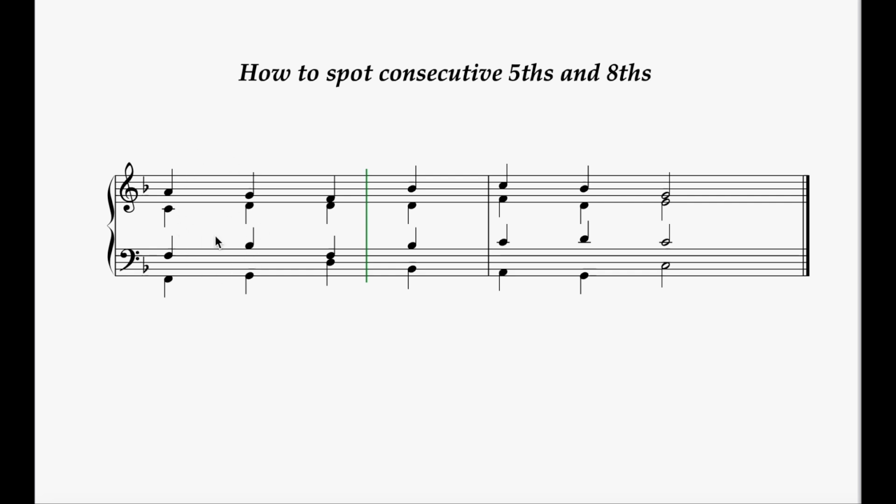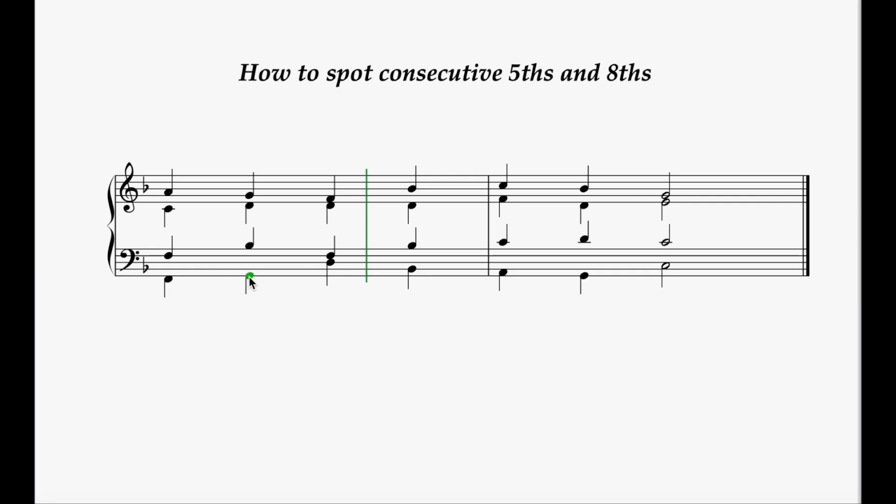Okay, I'm going to take the first two chords. I've harmonized everything, and I need to check for consecutives. Watch what I do. Here we go. Soprano moves down a second. The alto steps up a second. The tenor steps up a fourth. And the bass voice steps up a second.